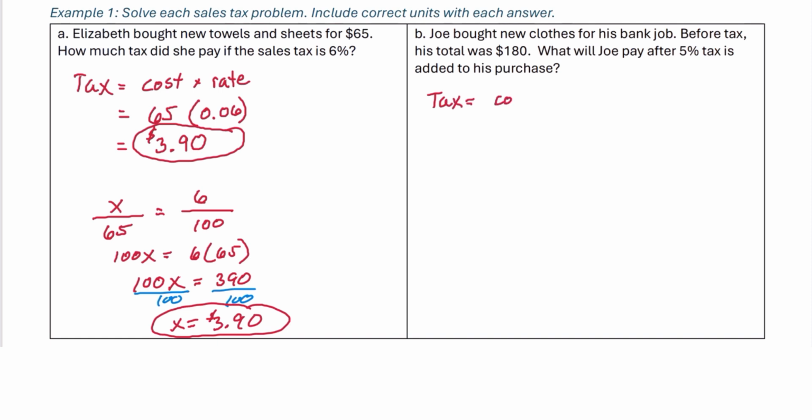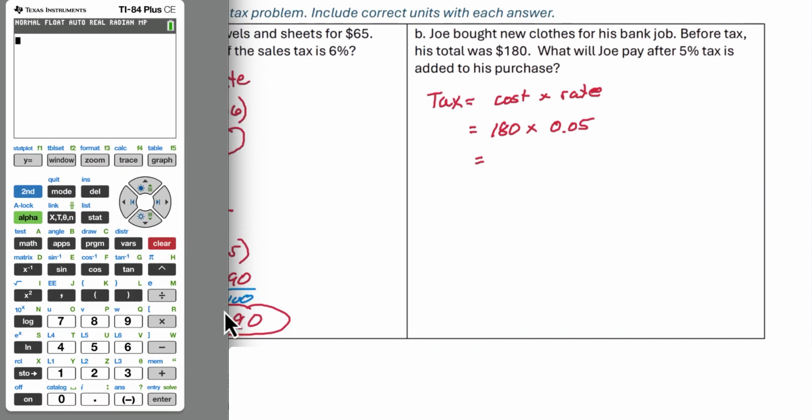Tax equals the cost times the rate. In this case, the pre-tax cost was $180. We want to multiply that by the tax rate, which is 5%. We will write that as a decimal. 180 times 0.05 gives us $9. We could have also done this with a proportion. We'll still get $9. That is just the tax.